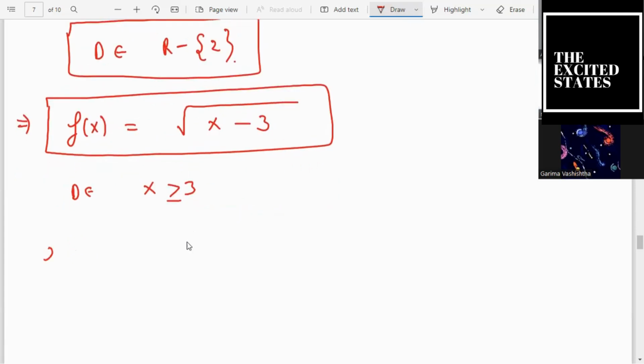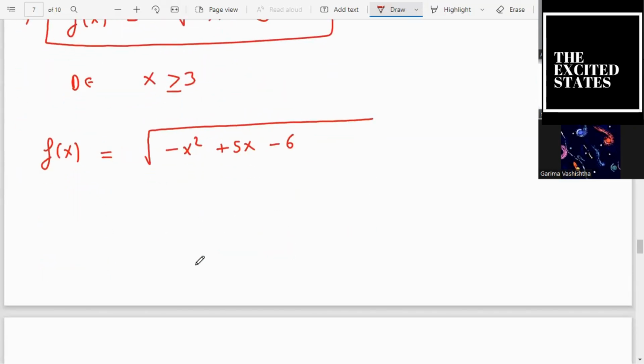Now let me take a quadratic function. If you are comfortable here, what will be the domain of this function? It will be the square root of minus x square plus 5x minus 6. Can you tell me the domain of this function? If you want, I can give you a hint. Just factorize what is inside this square root. Or if you don't want to factorize, then solve the inequality.